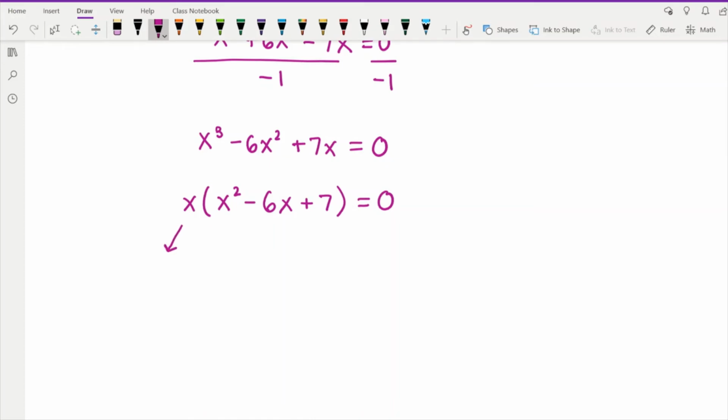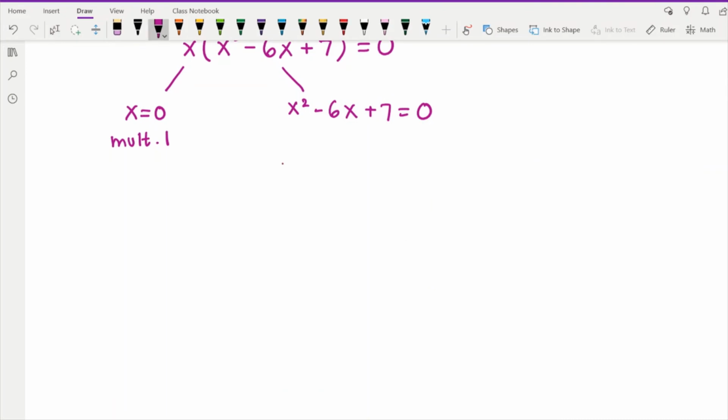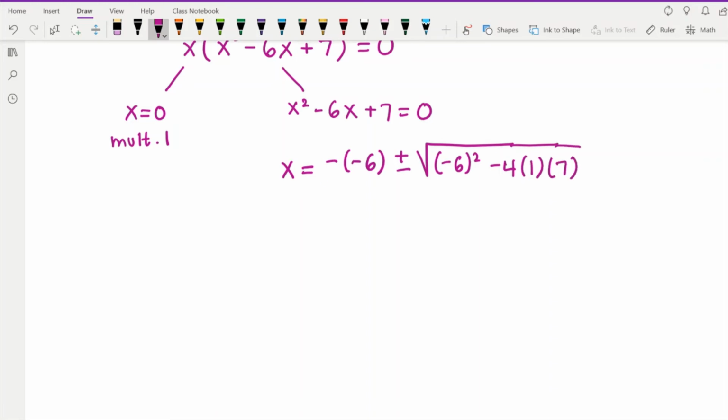So from here we can basically see that x is equal to 0 is one solution, and that has multiplicity 1. And then as we talked about in our last video, this other part would tell us that x squared minus 6x plus 7 is equal to 0. And the way that we would solve that is by using the quadratic formula. So quadratic formula tells us that x is equal to negative b, so negative 6, plus or minus the square root of b squared, so negative 6 squared, minus 4 times a, which is 1 in this case, times c, which is 7. All divided by 2a, which in this case is 2 times 1.